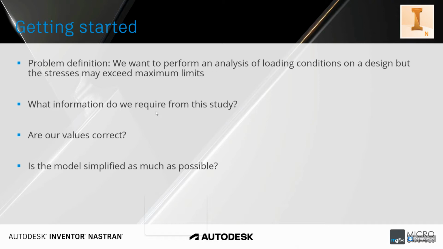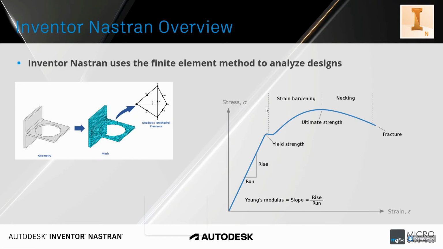And lastly, the last question we should be asking ourselves is: is the model simplified as much as possible? So for example, if you are analyzing a jib crane, you won't necessarily need to model every single part that you want to analyze. You just want to identify the specific area that you suspect is going to fail and apply a load, a constraint, and where any possible joints or contacts meet.